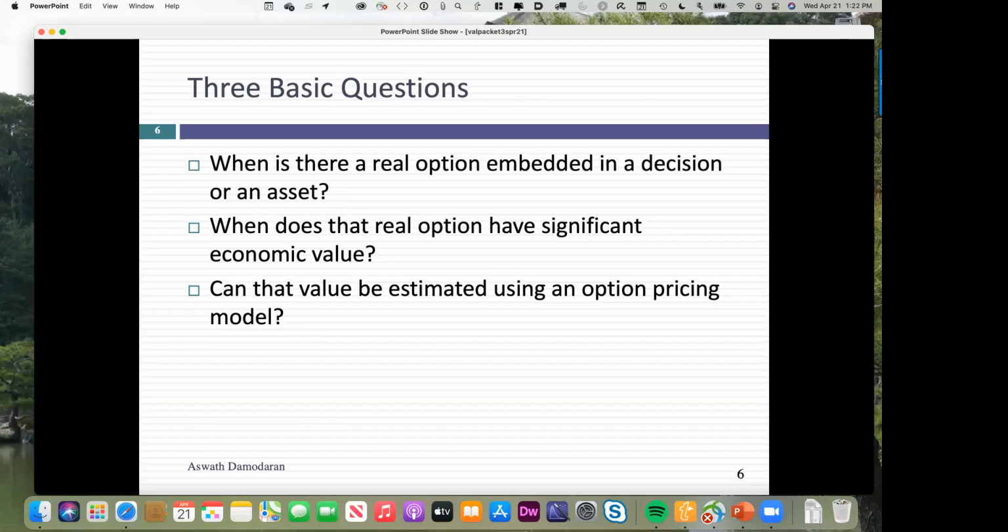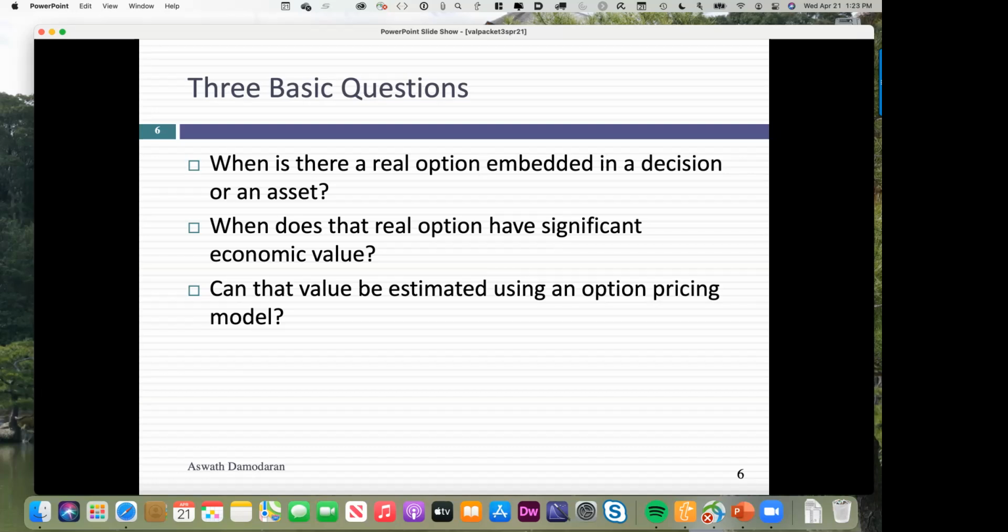Here's the first question. When should we even be talking about an option? So I'm going to start by saying, is there an option? Because 9 times out of 10, people mistake opportunities for options. The fact that you're in a big market doesn't give you any optionality. We're going to talk about what it is that creates an option. Second stop, when does that option have significant economic value? Because otherwise, why waste our time trying to value it? Third, when can I use an option pricing model to value this option?